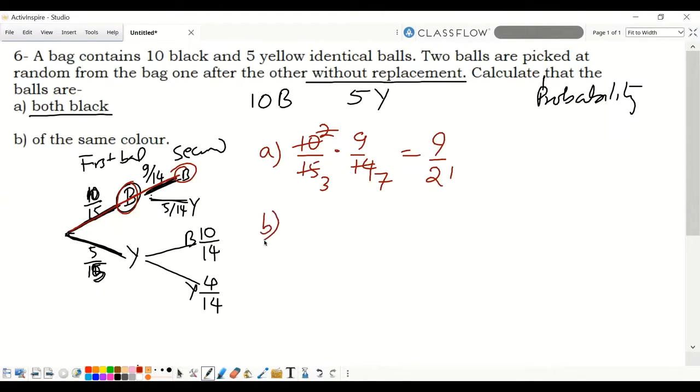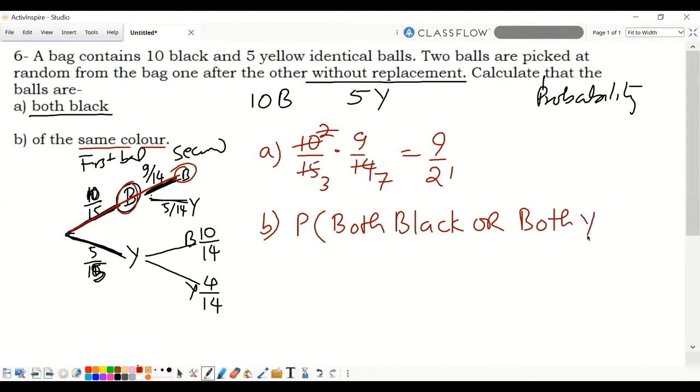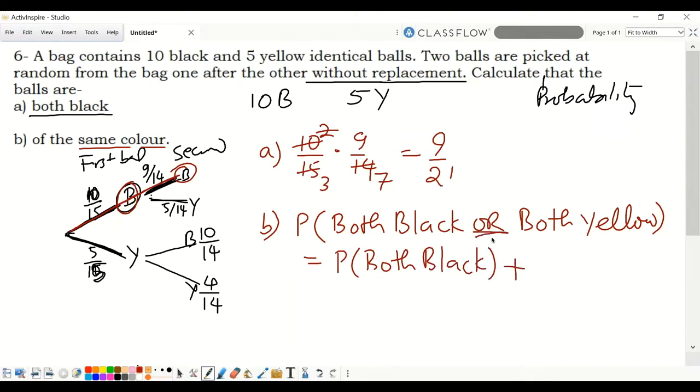B, both are of the same color. That means, in other words, they're asking both are black or both are yellow. That's what they're saying. So this will be equal to P(both are black) plus, because of the word or, either this will happen or that will happen. They are mutually exclusive. They cannot happen together.